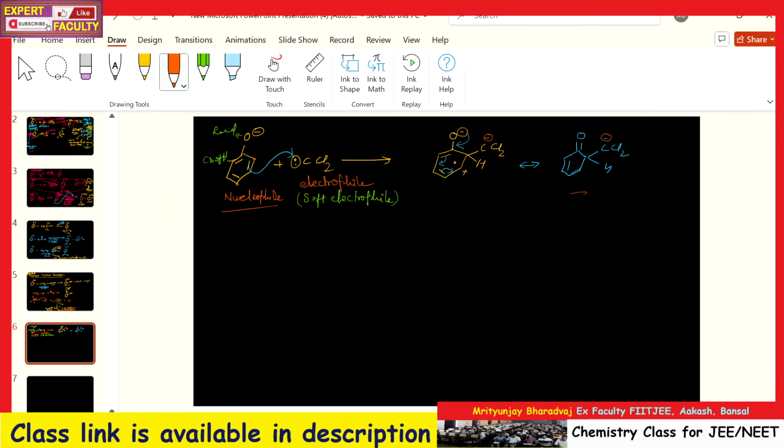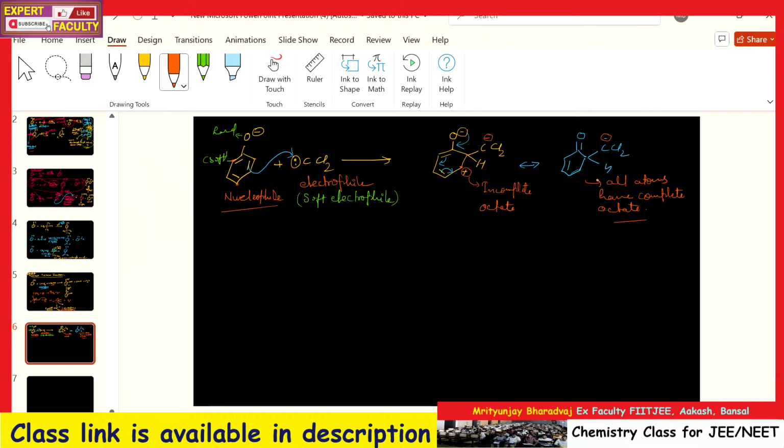But you look at the first structure, this carbon is positively charged, and positively charged carbon has an incomplete octet. But in the second structure, all atoms have complete octet.